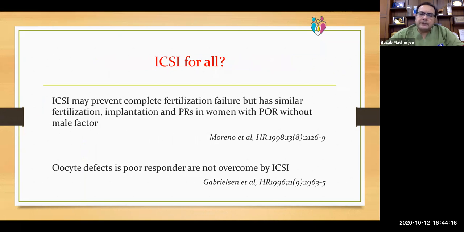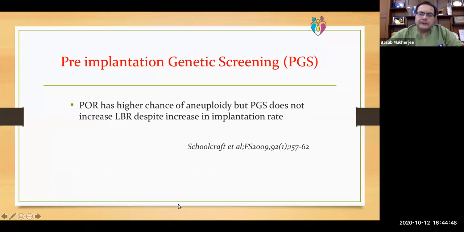The idea is that when you're leaving the sperms and the ovaries are aged, with aged oocytes, then the aged oocytes may not get fertilized, and there you may have a problem to start with. So ICSI may prevent complete fertilization failure, but there are similar fertilization, implantation, and pregnancy rates in women with poor ovarian reserve without a male factor. That is something which has been shown. Oocyte defects in a poor responder are not overcome by ICSI. So oocyte defects would be there even if you do ICSI, because that's not being changed.